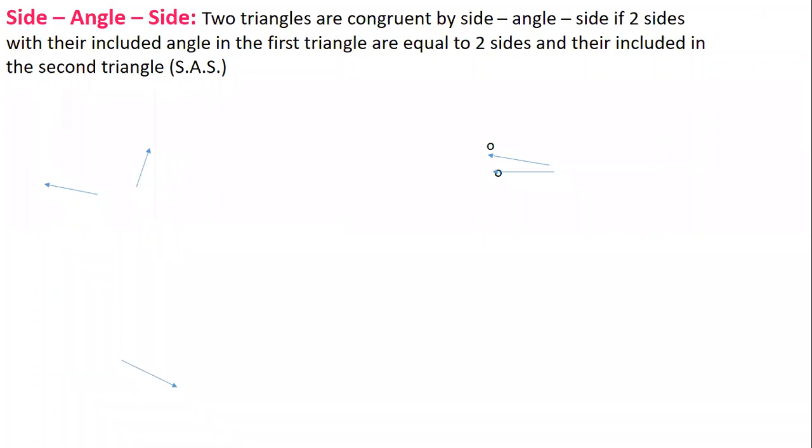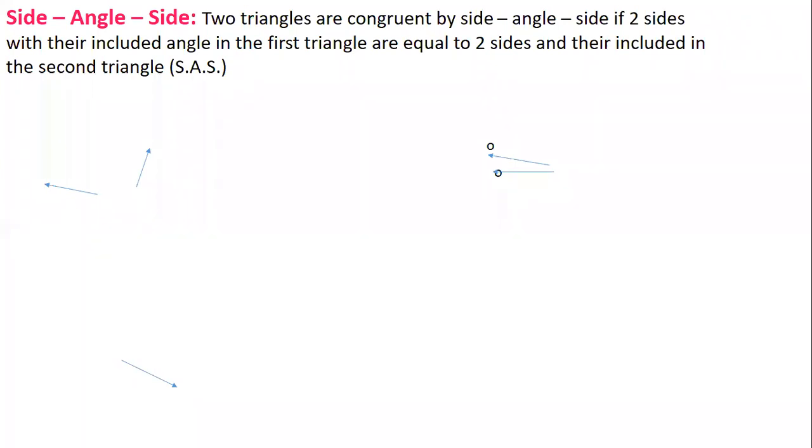Okay, guys. So the second congruent triangles case as Jude read is side, angle, side. I want again Laris to read it. Yes, Laris, read it again quickly. Side, angle, side. The two triangles are congruent by side, angle, side if two sides with their included angle in the first triangle are equal to the two sides and their included angle in the second triangle. SAS.